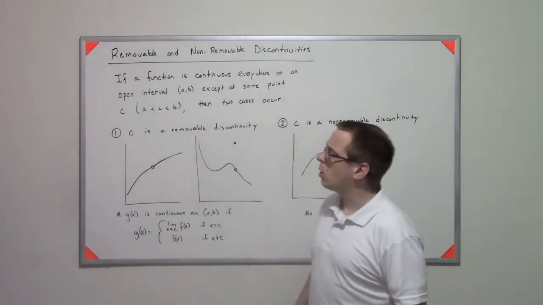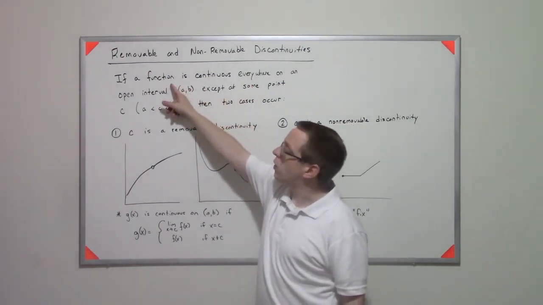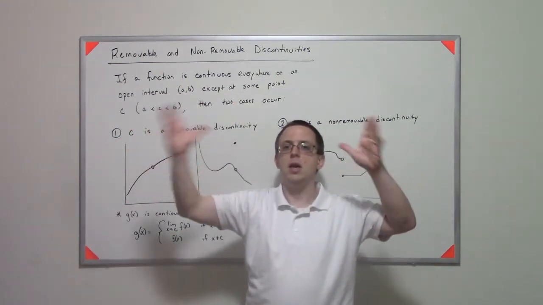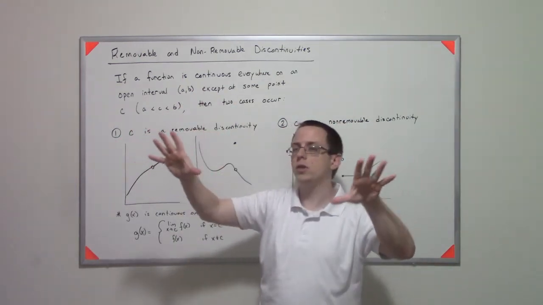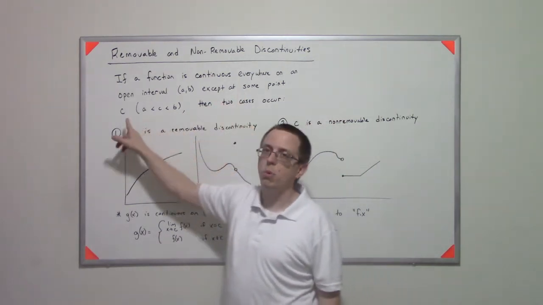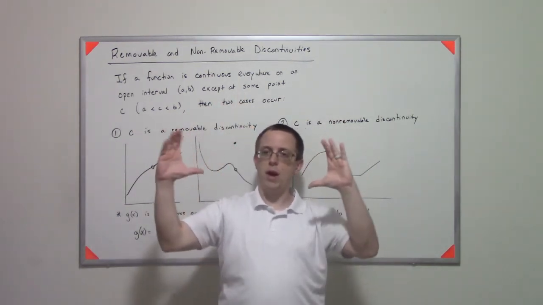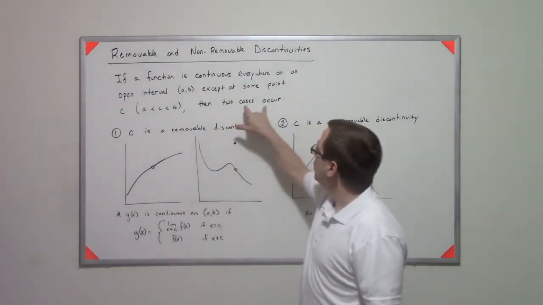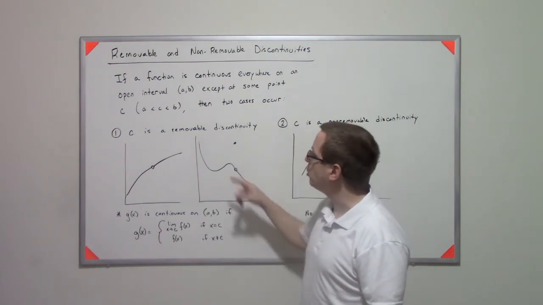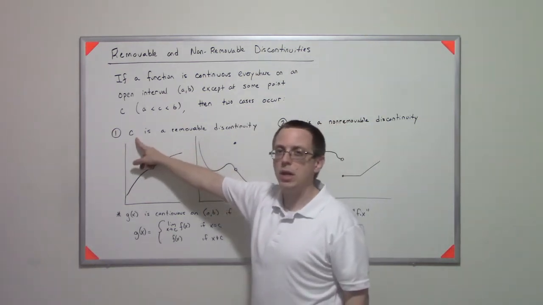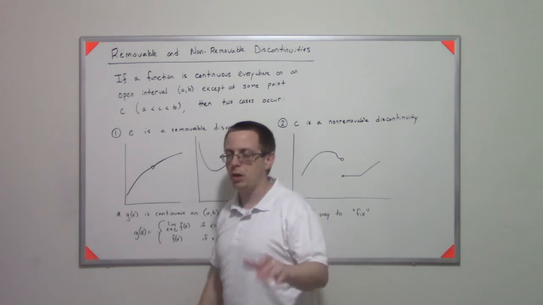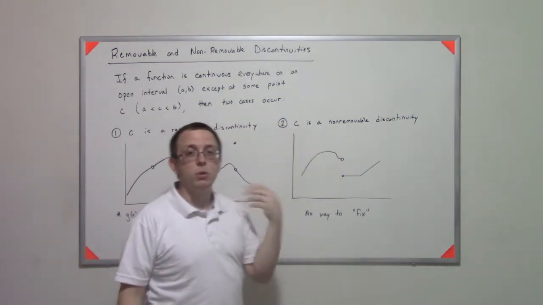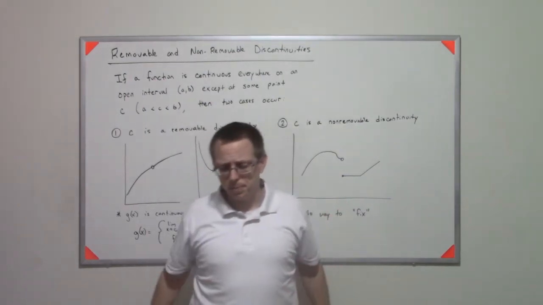So when we talk about that, we say that if a function is continuous everywhere on an open interval, so we have some (a, b), and it's continuous everywhere on this open interval except at some point c, so somewhere in this interval there's a point that's a problem for us, well, we have two cases when that happens. The first one is that that point is what's called a removable discontinuity, and we'll get to that in a second. And the second one is that it's non-removable, which makes sense. It either is removable or it isn't.